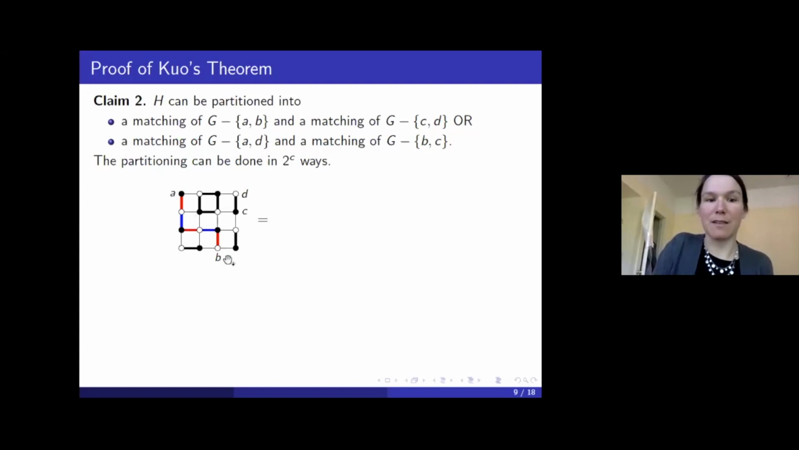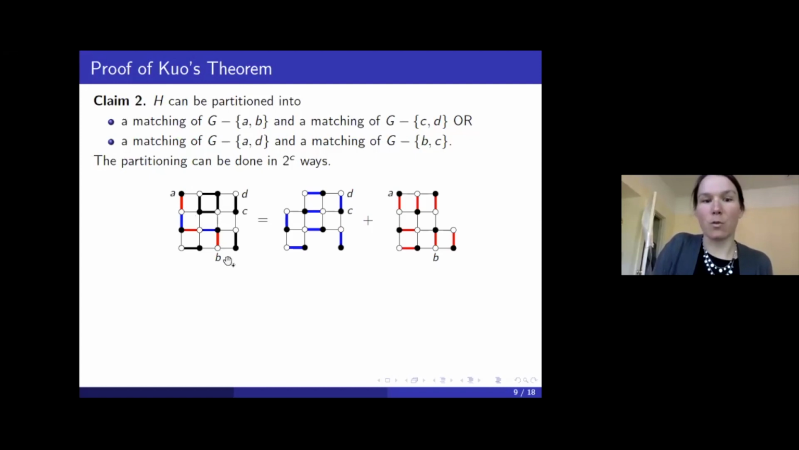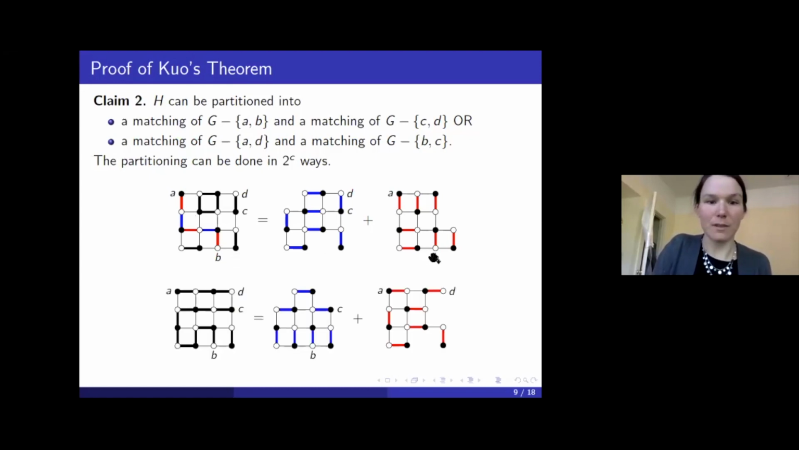So that means that in this case, we're only going to be able to partition this graph into a matching of G minus AB and a matching of G minus CD. And similarly, if we have a graph with paths from A to D and B to C, we're only going to be able to partition it into a matching of G minus AD and a matching of G minus BC. And then the rest of the argument's the same. Doubled edges contribute to both matchings, and for every cycle, you have a choice of how to partition edges. Great. So that is the proof of Kuo's theorem.